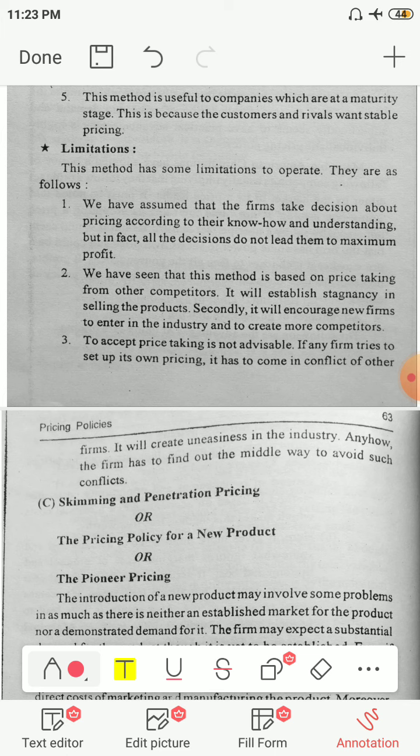This is all about going rate pricing and cost plus pricing. We are keeping our lecture up to here only. From next lecture, we will discuss rest of the methods of pricing.